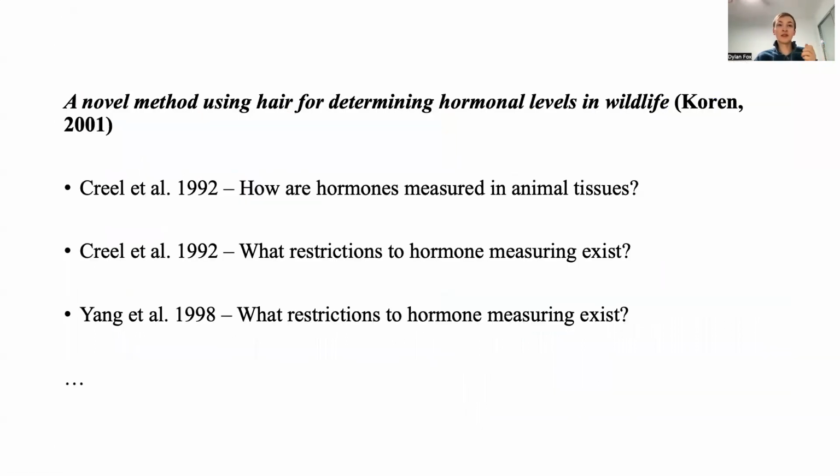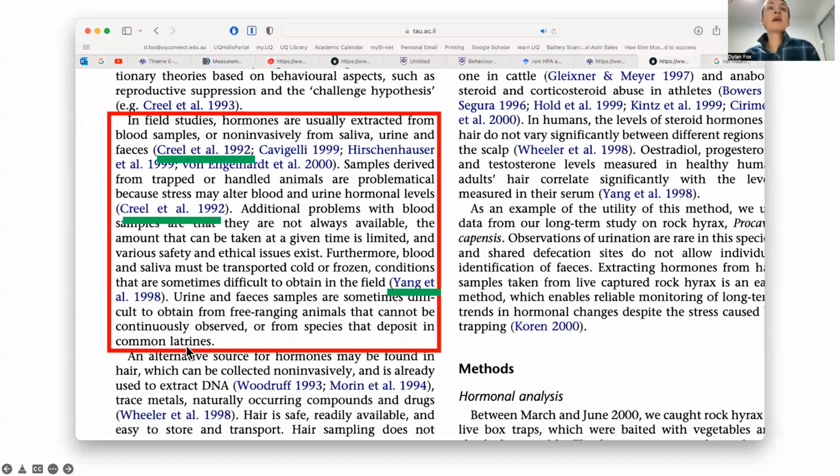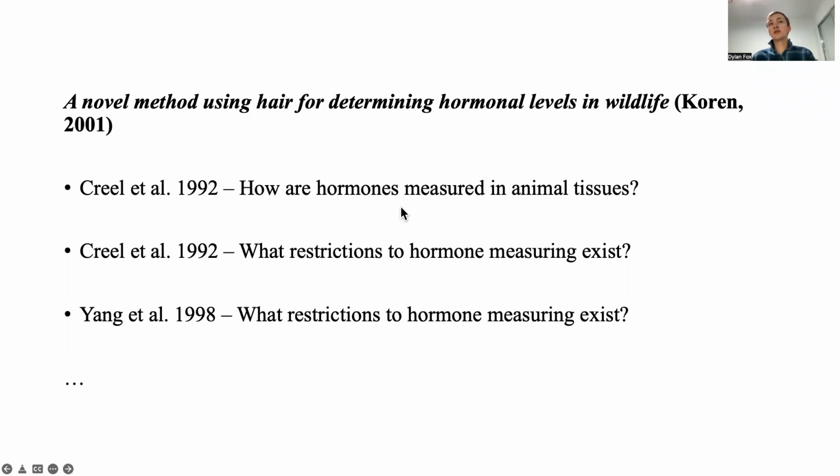So here, this is how I'm organizing my ideas. At the top here, I have the paper we've been looking at, a novel method using hair for determining hormone levels in wildlife. And then I have the 3 references that are underlined here in green, and I've generated a question from each of them.